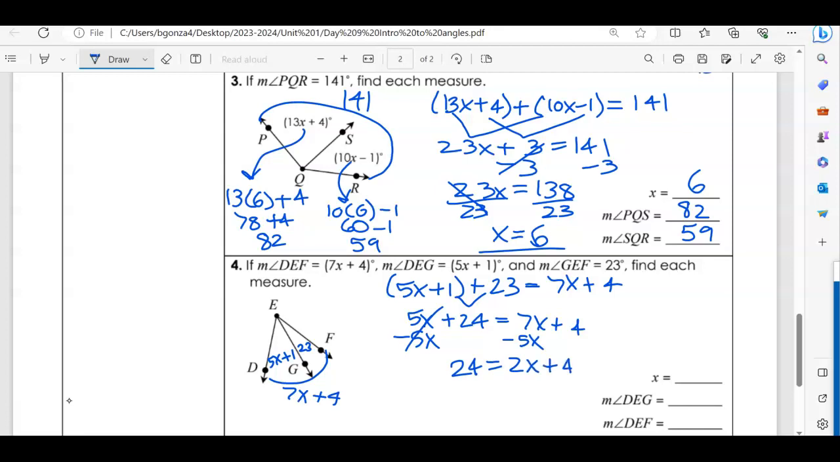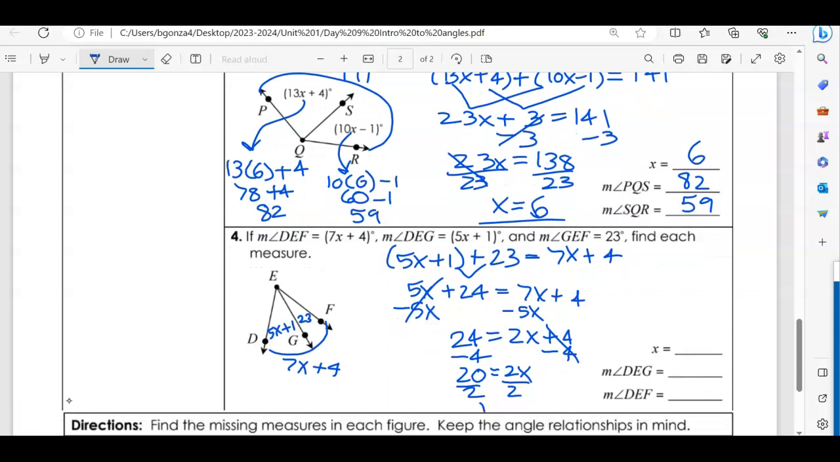And now we have a two-step equation. You should be able to get rid of the loner and divide. What's the loner here? How do I get rid of that 4? Minus 4 gives you 20 equals 2x. And then to get rid of the 2, divide by 2. What is 20 divided by 2? 10.